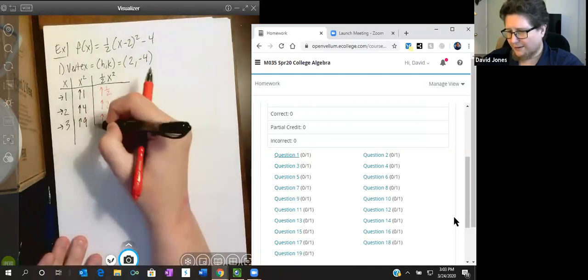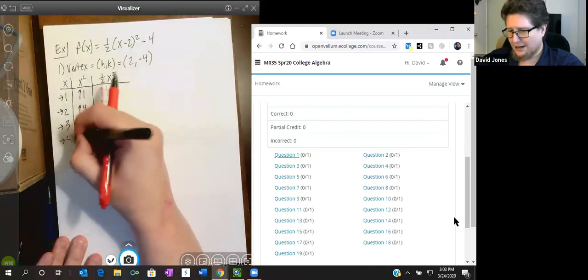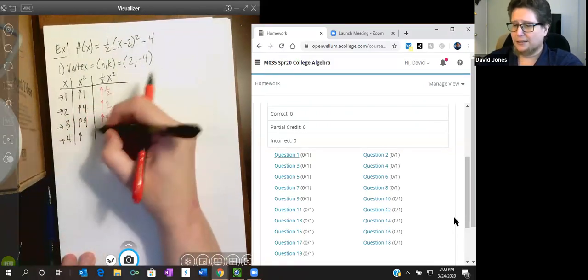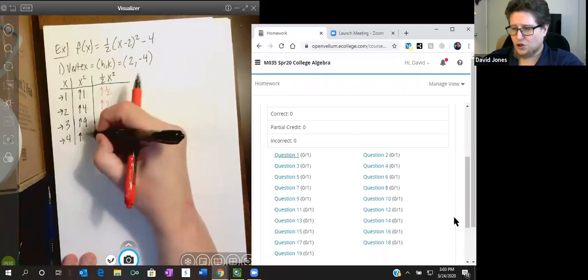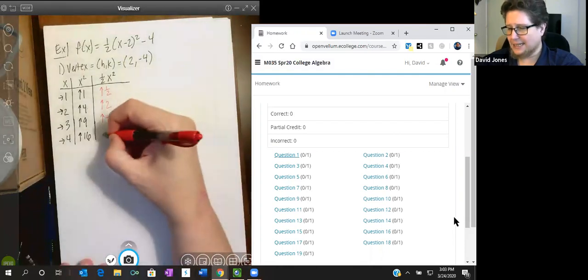Sometimes when A is a fraction, you can actually get away with doing more points. Go right 4, I square 4, that's 16. 1/2 of 16 is 8.